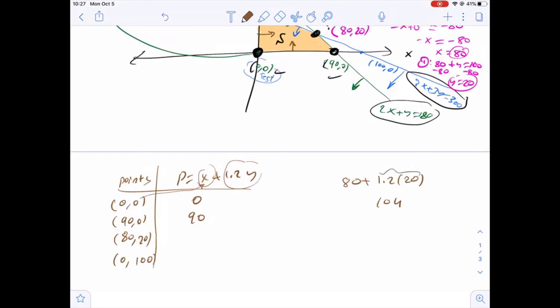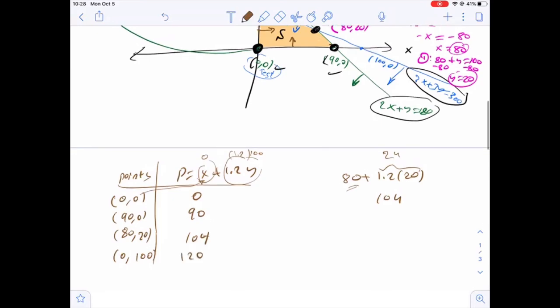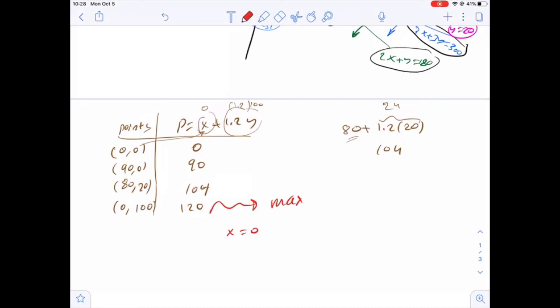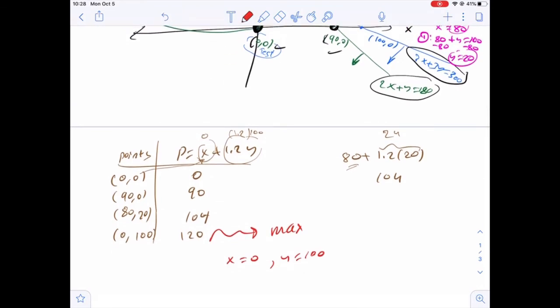Because when we multiply 1.2 by 20, we get 24, and then adding it to 80 we get 104, or you can use the calculator. Now for 0, 100, when we plug in x equals 0 and y equals 100, we get 120. Now what is the maximum value here? The maximum is 120, and in the question we want to maximize the profit. So the point that maximizes the profit is x equals 0 and y equals 100. If we produce 100 items of type B and no items of type A, then we get the maximum profit.